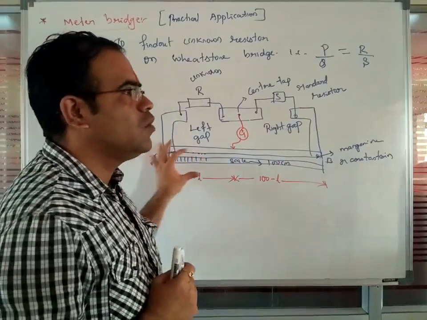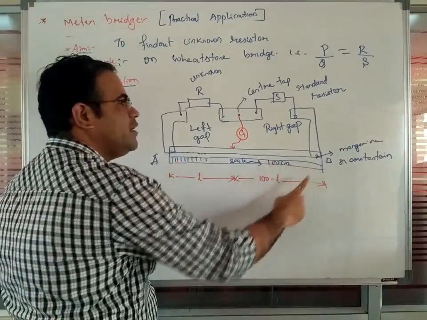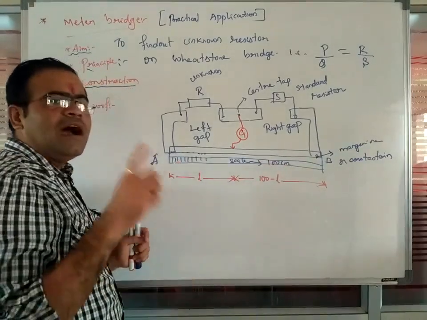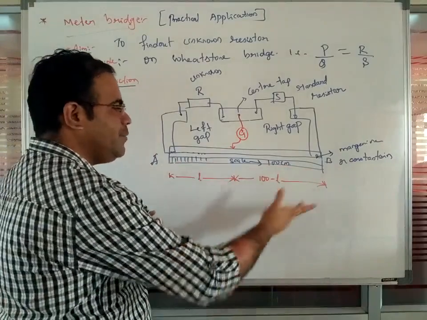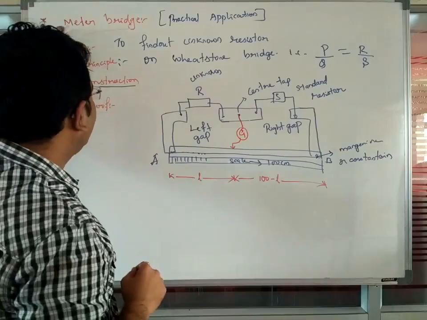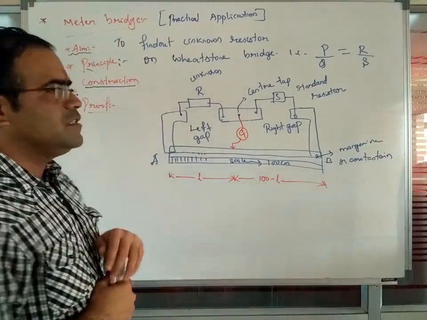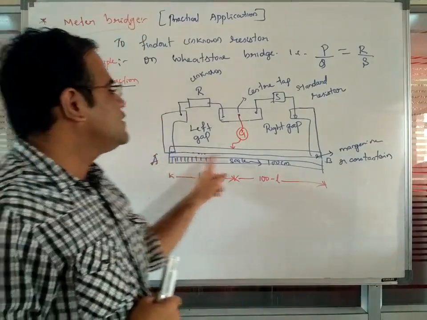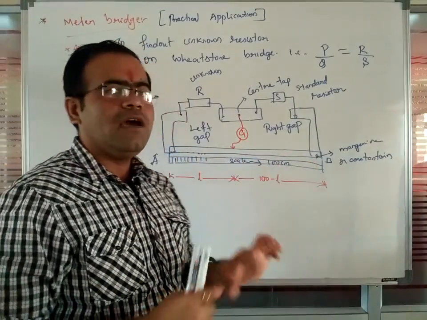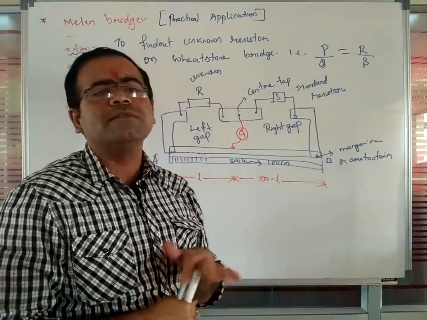On the wooden board, a scale of 100 centimeters is fixed. 100 centimeters in the sense it will be 1 meter. That is the reason for the name meter bridge. Because a 100 centimeter or 1 meter scale is fixed on the wooden board, it is called a meter bridge.